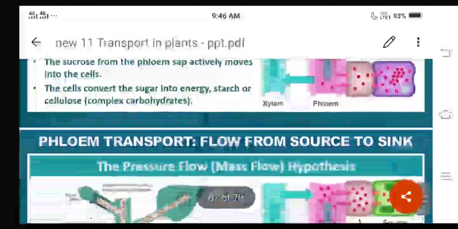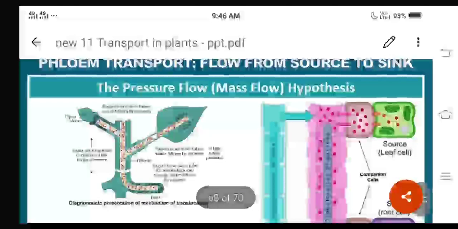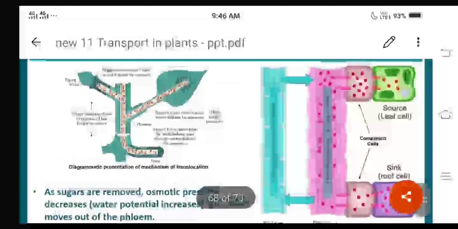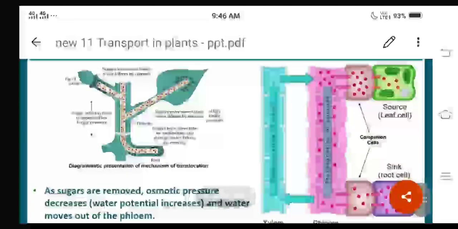The other important point: as sugars are removed, it means where are they going to be removed here? In the sink part only. As sugars are removed, osmotic pressure decreases. Osmotic pressure will decrease. It means water potential increases and water moves out of the phloem. Water moves out of the phloem, right?